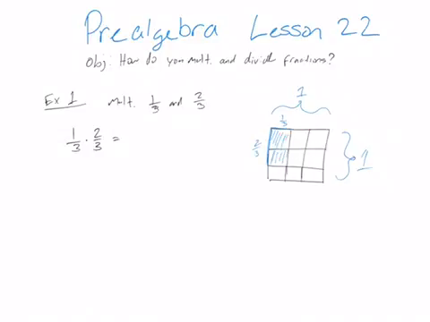here. So to do that, you just multiply the top. So 1 times 2. Multiply the bottom, 3 times 3. So it's going to be 2/9, which is what we illustrated right over here.